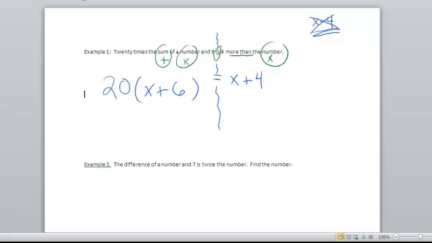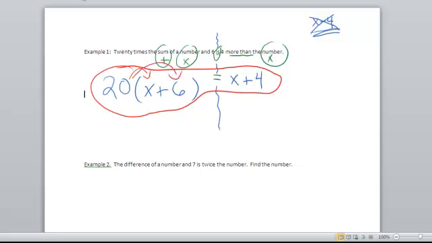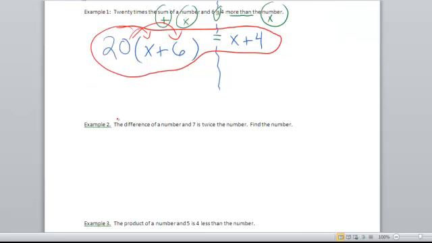And sorry, my equation got a little messy. It's what's circled: 20 times x plus 6 equals x plus 4. I'm not going to finish that one. That's the hard part, right? Translating the words to the mathematical equation. This equation is actually fairly simple to solve. There are no fractions, which is good. You're just going to distribute the 20, and then do the stuff you did in B3. Get your x's on one side, your numbers on the other, and so on. So let's just concentrate on the translation part.